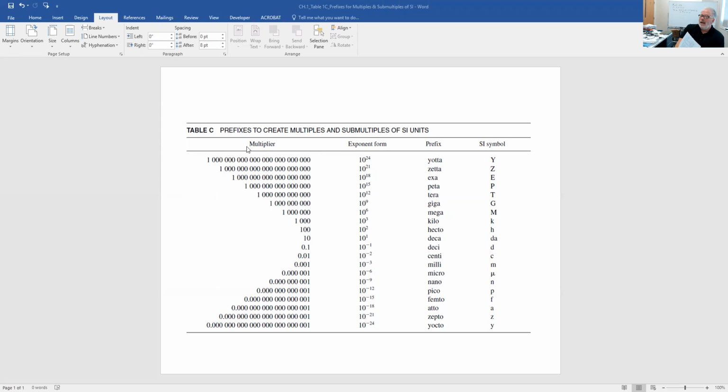And what I like here is the way that it lays all this out. Here's the multiplier. Here's the exponent form, the prefix, and the SI symbol for each one of these multiples and submultiples. The symbols are important.